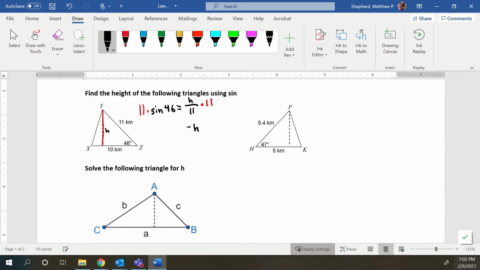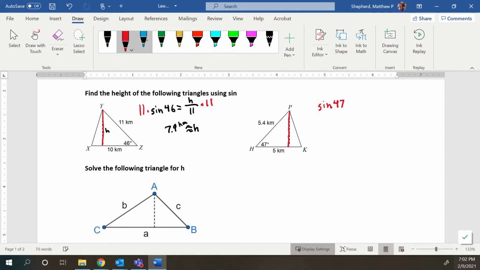So then my height would be equal to, we could type that into Desmos, and it is approximately 7.9 kilometers. Okay, let's do that again. Once again, we don't know the height, so we can't figure out the area without that. So I'm going to set up this sine equation to find it.